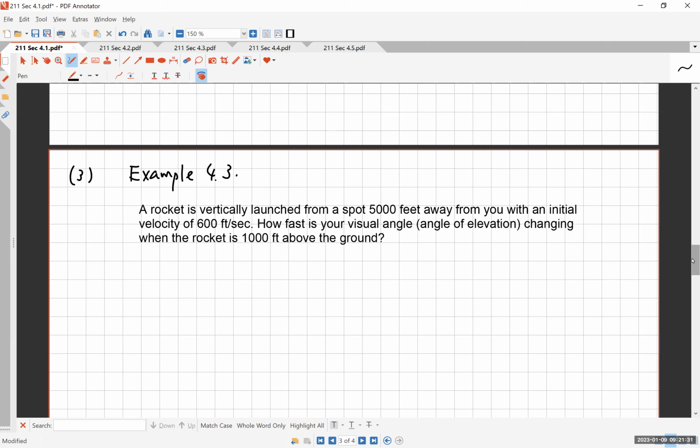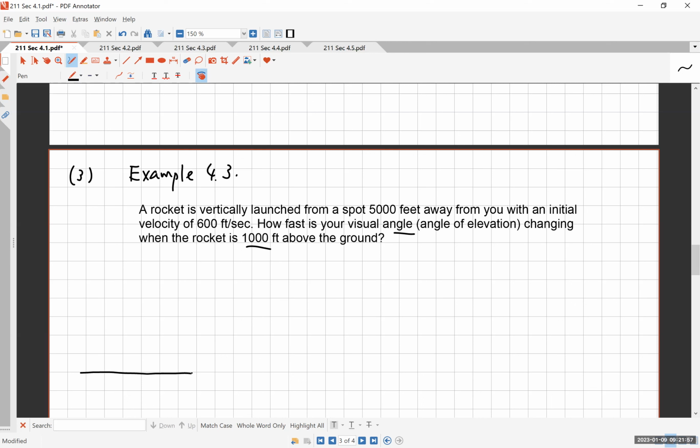It's a little paraphrased. A rocket is vertically launched, goes straight up from a spot 5,000 feet away from you with an initial velocity of 600 feet per second. How fast is your angle of elevation as you look up to the rocket changing when the rocket is 1,000 feet above the ground? Okay, so what do you want to do first?